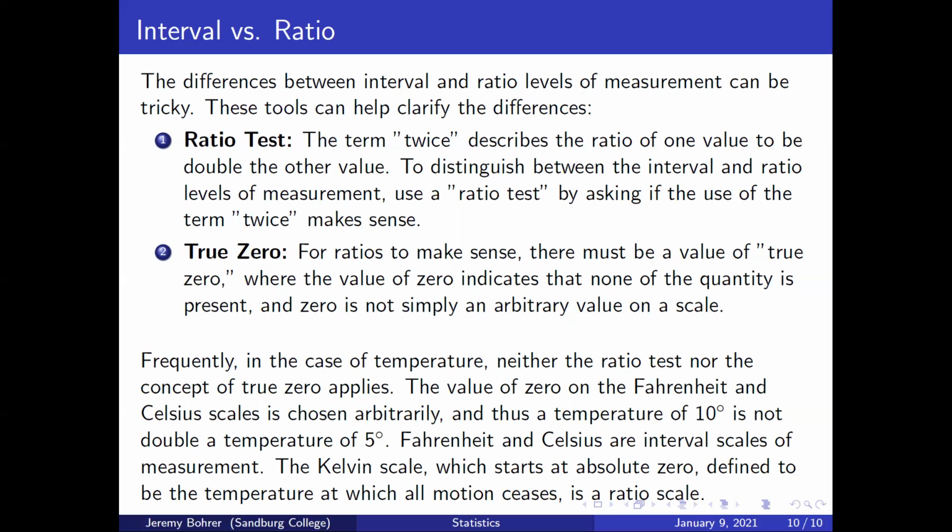Frequently, in the case of temperature, neither the ratio test nor the concept of true zero applies. The value of zero on the Fahrenheit and Celsius scales is chosen arbitrarily, and thus a temperature of 10 degrees is not double a temperature of 5 degrees. Fahrenheit and Celsius are interval scales of measurement. The Kelvin scale, which starts at absolute zero, defined to be the temperature at which all motion ceases, is a ratio scale.